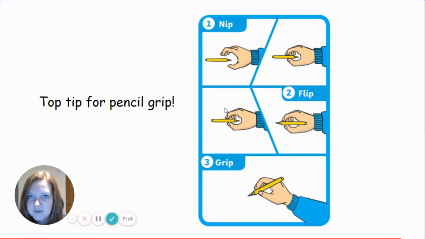And I'll let you into a secret. When I was a little girl, I really struggled to hold my pencil correctly, and I had to teach myself when I got older, and it was really tricky. So it's best that you do it properly now.